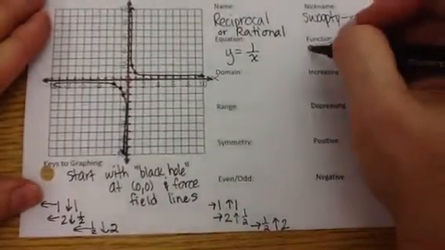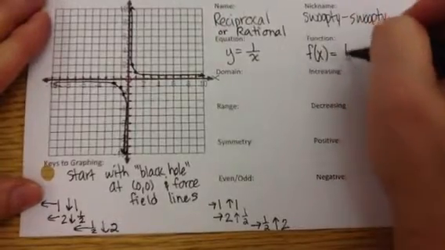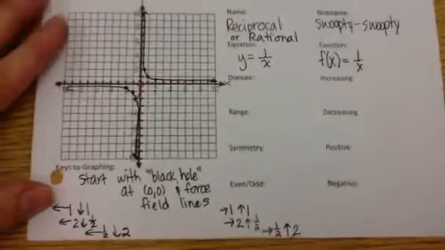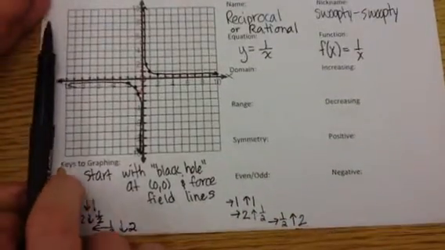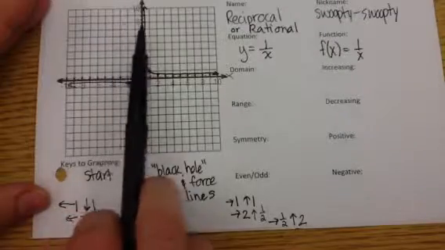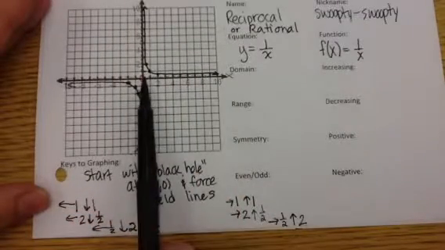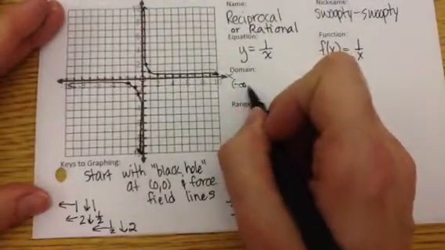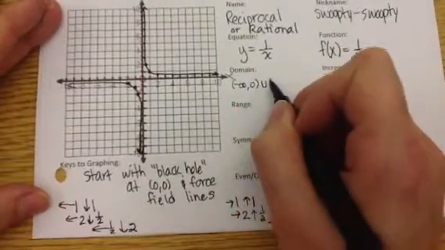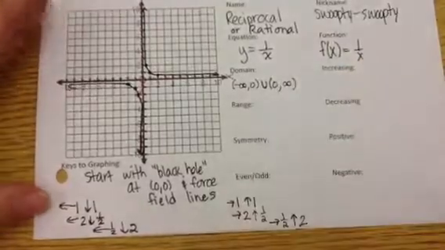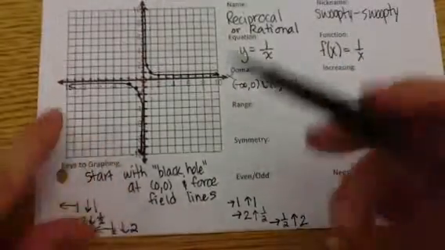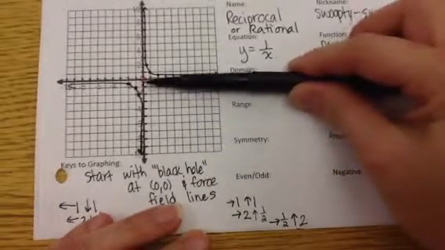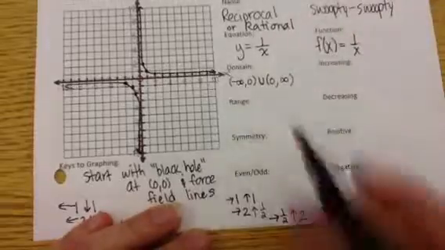Oops, I forgot function notation. Maybe you already filled that out. F of x equals 1 over x. The domain of this graph. Now the domain of this graph is that it covers everything from -infinity all the way to infinity except right here at x equals 0. So the domain goes -infinity to 0 and then skips over 0 and goes 0 to infinity. The range does the same thing. Starts at -infinity and comes up, skips over that 0, and then goes 0 to infinity.